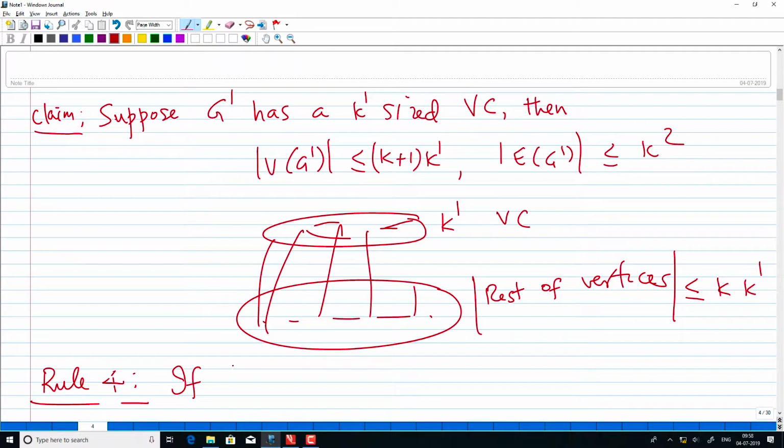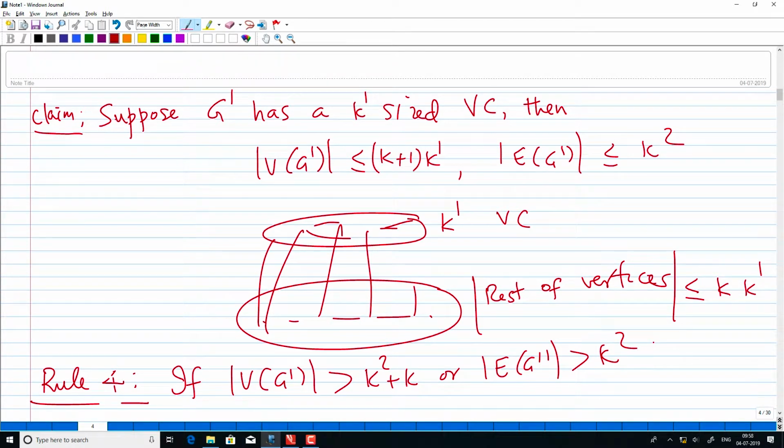If the number of vertices in G prime is more than k square plus k, or the number of edges in G prime is more than k square, then there cannot be a vertex cover of size at most k or k prime in G prime. Because this claim tells you if there is a vertex cover of size at most k prime in G prime, you cannot have too many vertices and edges. So now I'll look at the measure, number of vertices and edges in G prime. If it is large, then I have answered the question: is there a vertex cover of size k prime in G prime? I'll say return no. So that's the end of the algorithm.